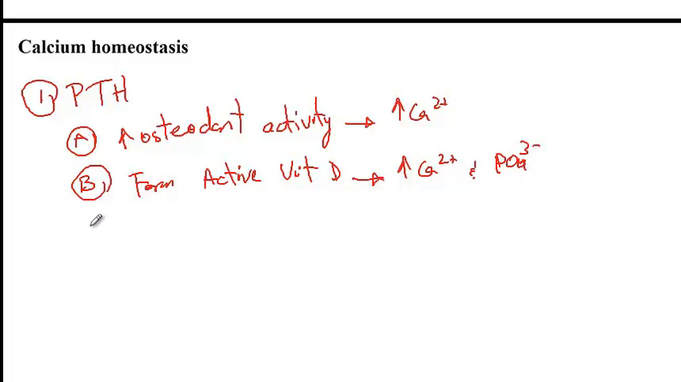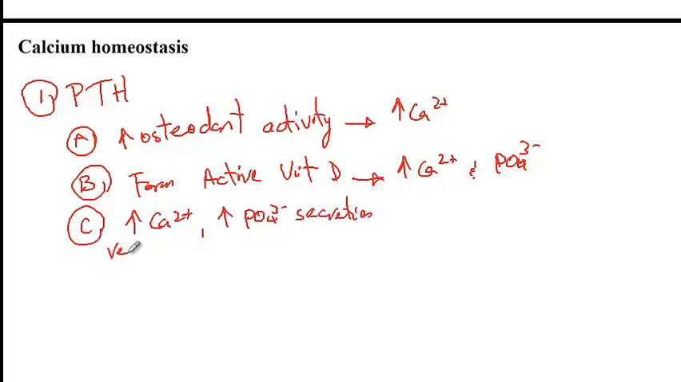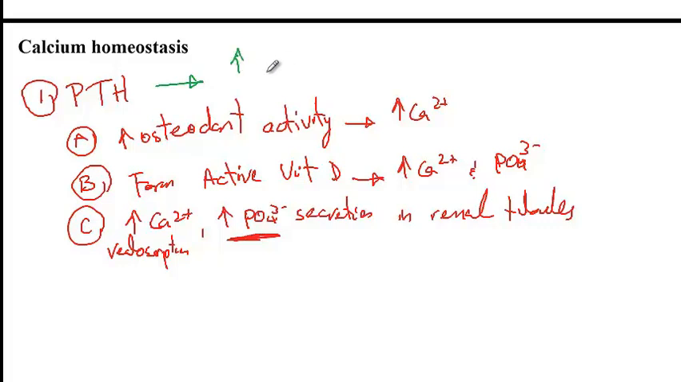reabsorption. And then finally, parathyroid hormone acts on the renal tubules to increase calcium reabsorption in distal convoluted tubules, but also increase phosphate secretion. So increase calcium reabsorption versus increase phosphate secretion in renal tubules. As a consequence of which, due to increased phosphate secretion, the overall effect of the parathyroid hormone is that it leads to increased blood concentration of calcium, but decreased blood concentration of phosphate.